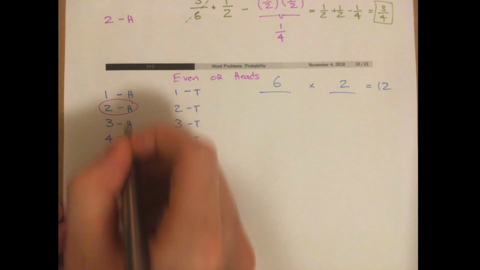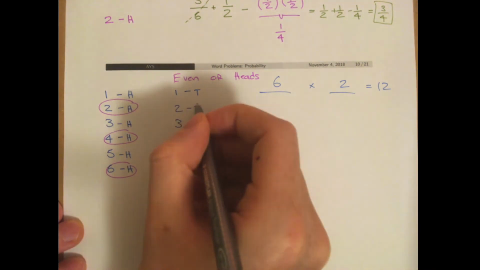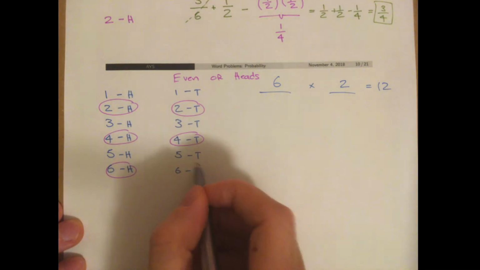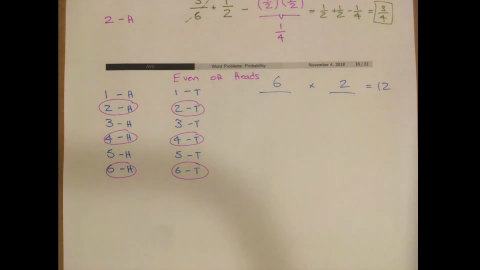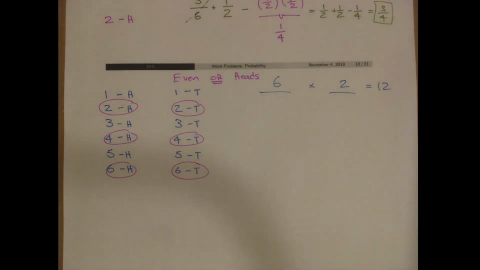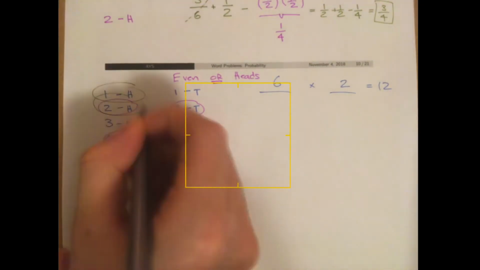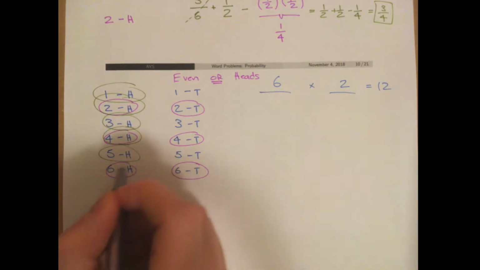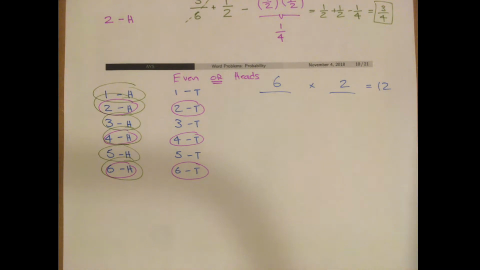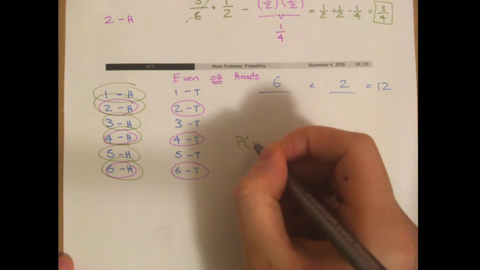So let me first circle all the evens. So I'll circle 2H, 4H, 6H, 2T, 4T, 6T. So I circled all the evens. So if I say an OR statement, only one of these needs to be true. So I first circled all the evens. Then I circle all the heads. Done.